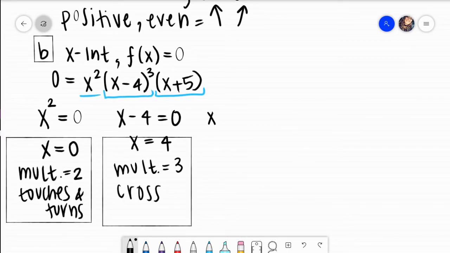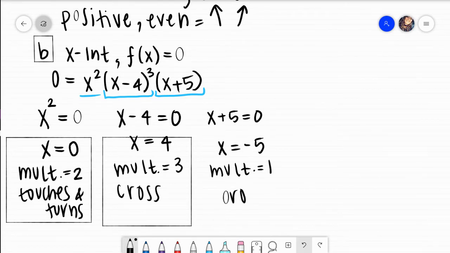Let's do our same thing for our x plus 5 equals 0. What we do is we have it set equal to 0. We're going to solve for our x, which would be a negative 5. I noticed by looking up at it in factored form that my multiplicity is 1. That is odd. That means that it crosses.